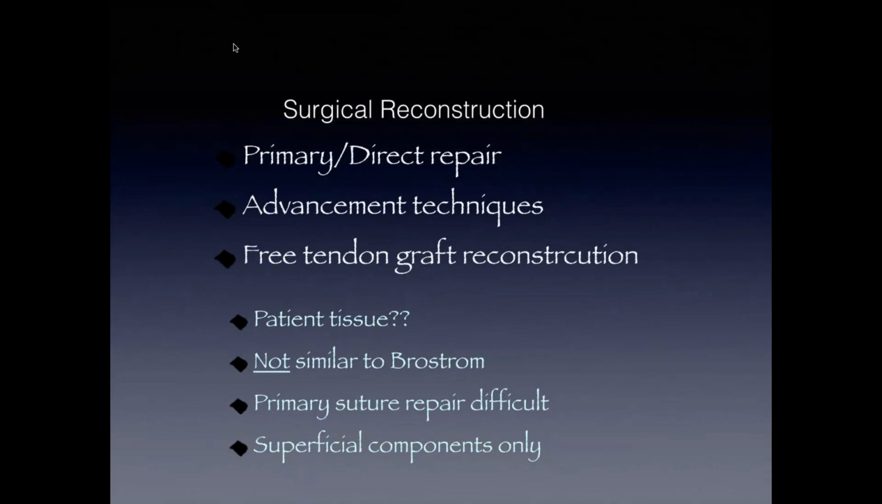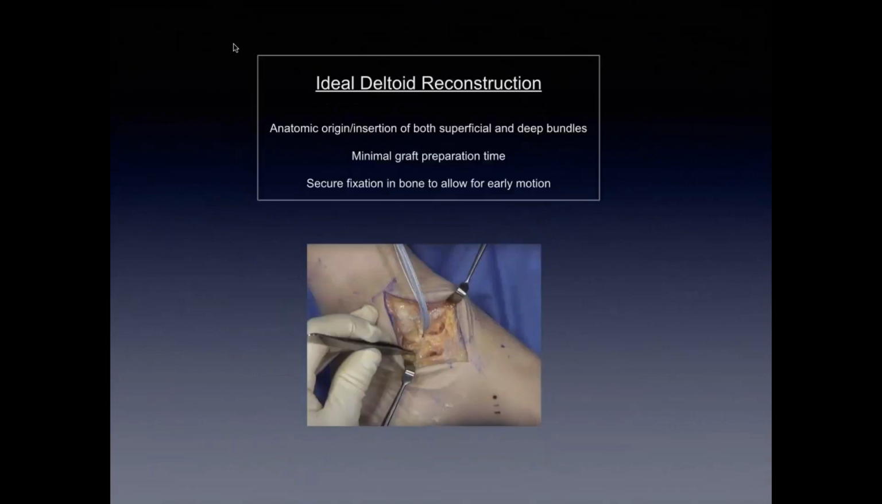At the same time, understanding that it's paramount to repair the superficial and deep deltoid. So what's the ideal deltoid reconstruction? Again, you have to understand the anatomy, the anatomic origin and insertion of both the superficial and deep bundles. You have to have a minimal graft preparation time, understanding that the graft can fail, or if you have graft creep, then you're going to have complete failure. And you're going to have secure fixation in bone to allow for early motion.